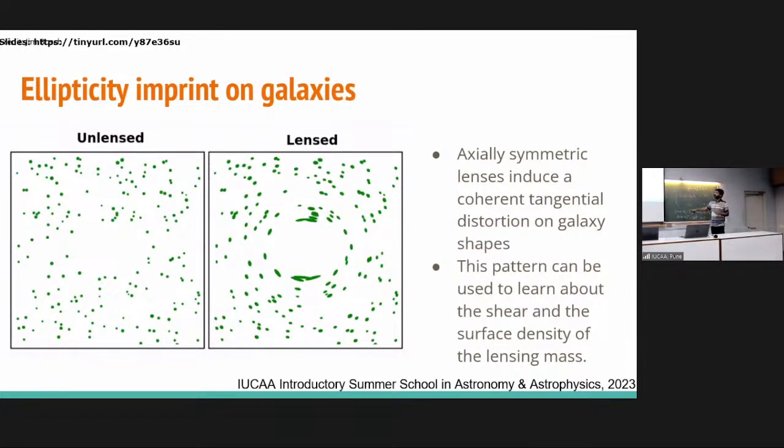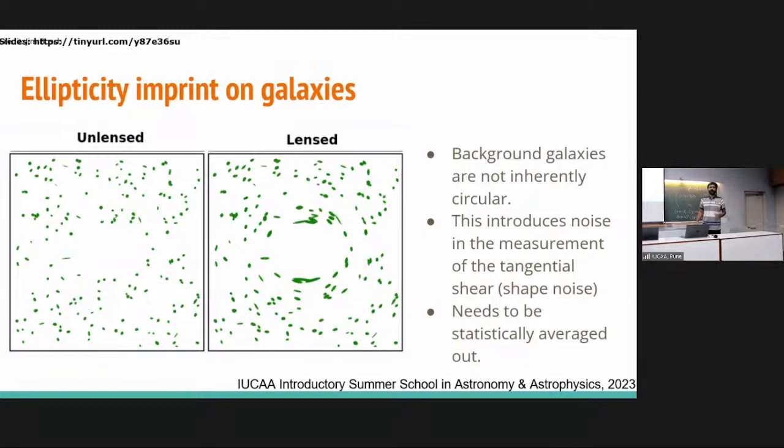If you have an axially symmetric mask which you put here, then this is what you get. So this pattern is something that you can use in order to learn about the mass distribution. What you have to map is how these ellipticities change as a function of distance away from the center. And that can tell you something about the mass distribution, the whole mass profile of this object which is causing the lens.